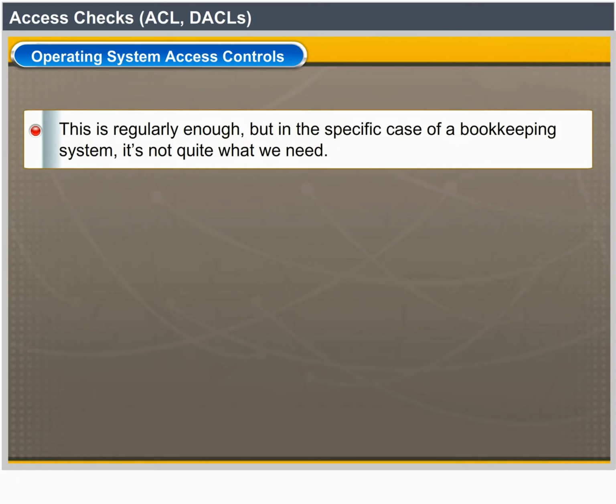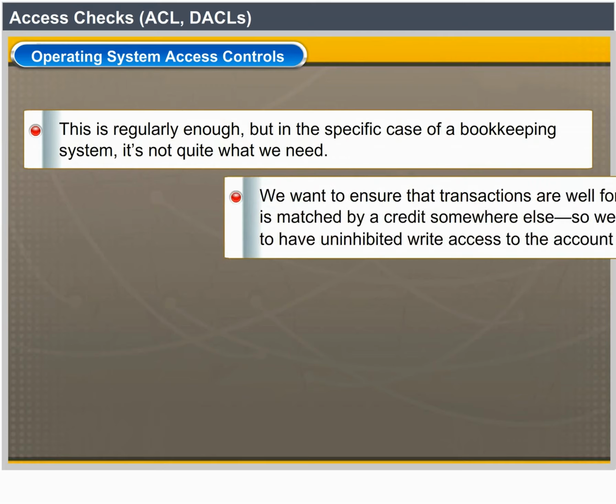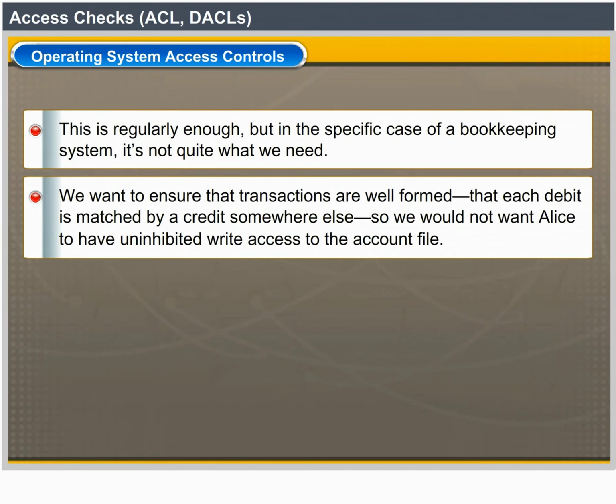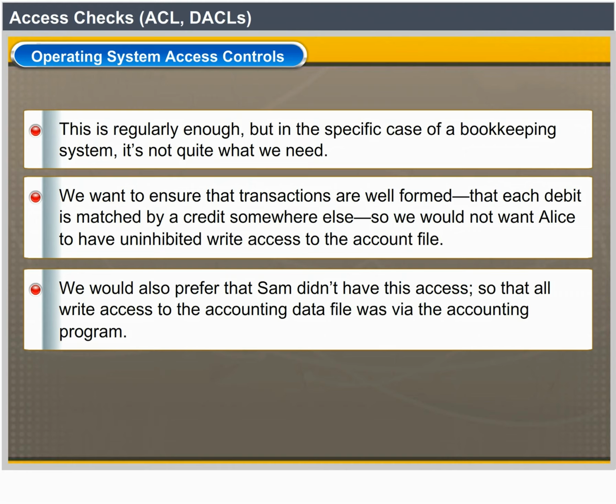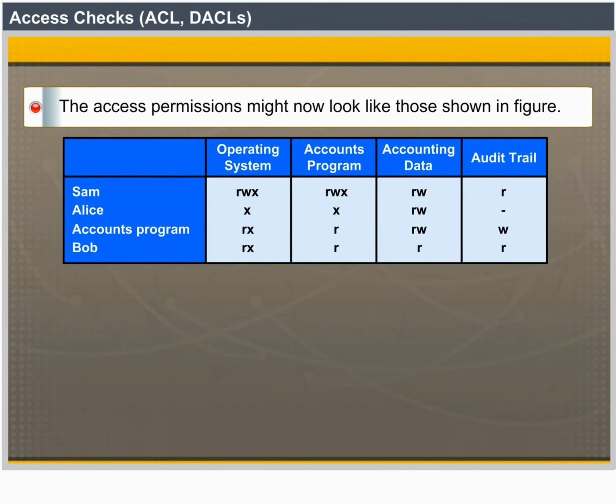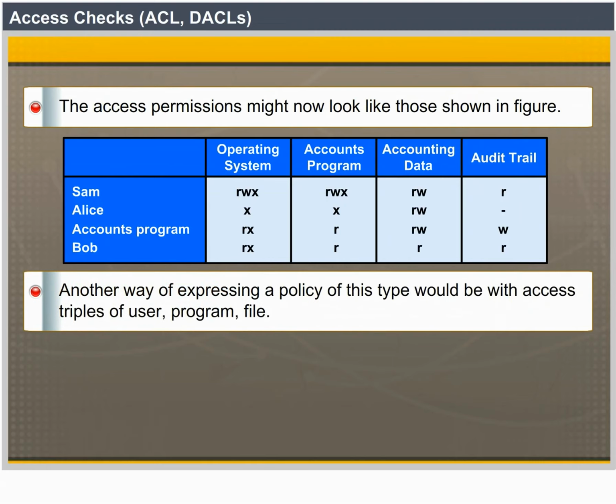This is often enough, but in the specific case of a bookkeeping system, it's not quite what we need. We want to ensure that transactions are well formed, that each debit is matched by a credit somewhere, so we would not want Alice to have uninhibited write access to the account file. We would also prefer that Sam didn't have this access, so that all write access to the accounting data file was via the accounting program. The access permissions might now look like those shown in figure. Another way of expressing a policy of this type would be with access triples of user, program, file.